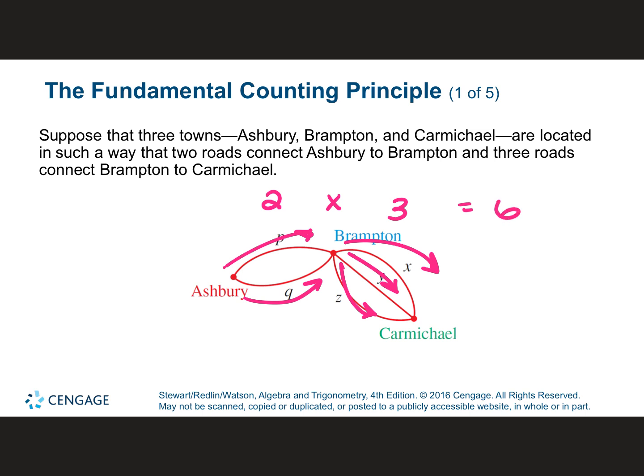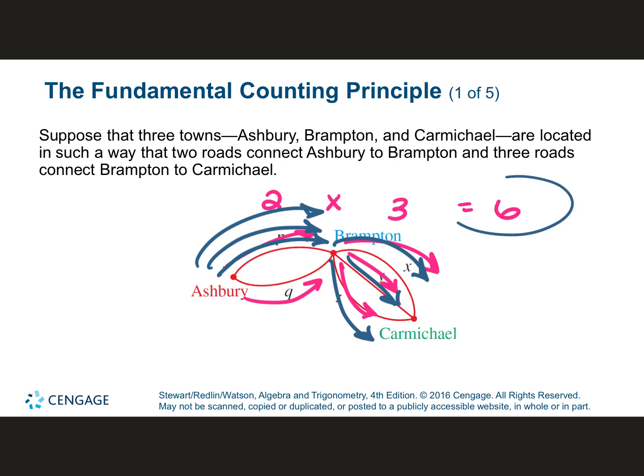And you know this because if you go from Ashbury to Brampton with the first and then keep going from the outside, that's one way. If you go from Brampton and then use the middle way, that's the second way. Same way to start with, and then the left way, that's now the third way. So that right there is 3. If you use the bottom route from Ashbury to Brampton first, that would be an additional 3 ways, and in total, you'd have 6. Okay.